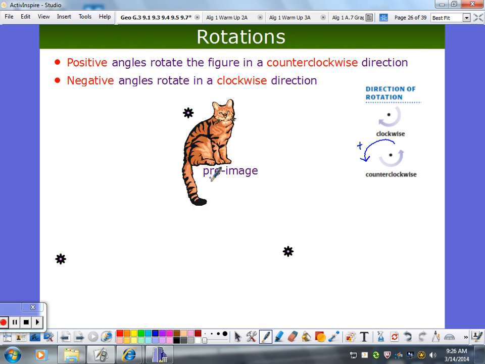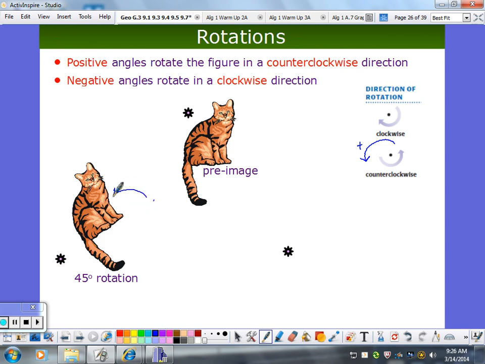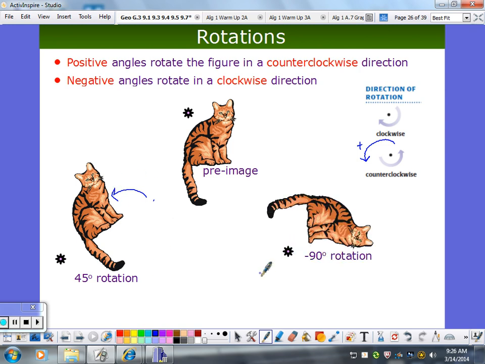So if I look at my figure here, this is my pre-image. Here's a 45-degree rotation, positive. So I took this guy and I went in that counterclockwise positive direction. If I want to go in a negative direction, that's going this way. And here he is 90 degrees on his side. Where would 180 be? Upside down cat? What about 270? Like 180 this way. And then 270 is the same as negative 90. So you can get at it from different directions.